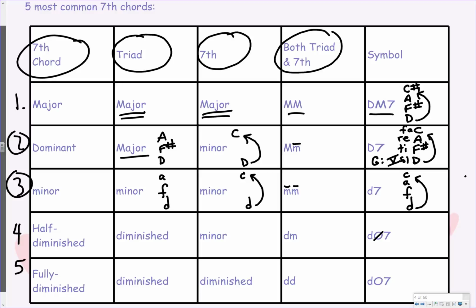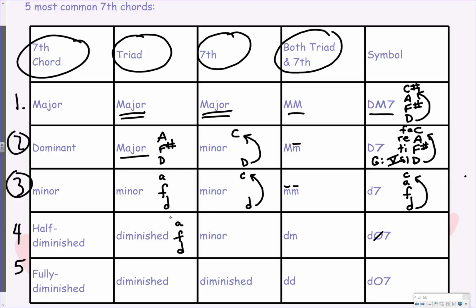Okay, let's look at number 4. So we have the half diminished 7th chord. Okay, so both for the half diminished 7th chord and the fully diminished 7th chord, by looking at this chart, we see that the triad for both of them are diminished triads. And that makes complete sense because the name of the 7th chord, the word diminished is in it. So we want to make sure we build a diminished triad. So let's do that now. From my root D, D, F, A would be a minor triad. So how would we make that diminished?